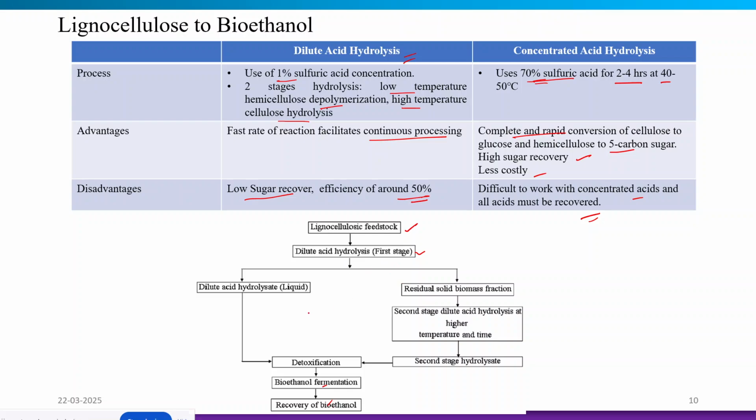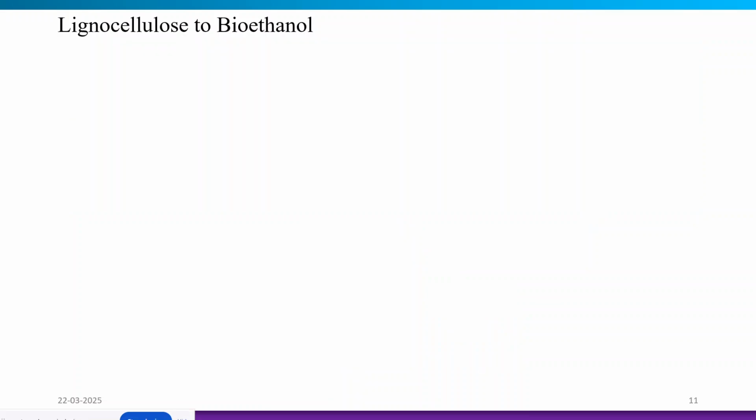And the residual fraction which has not been depolymerized in the first step is taken for the second step, dilute acid hydrolysis with higher temperature and higher residence time, and then the second hydrolysate is further taken for detoxification and followed by fermentation to produce the bioethanol. So this is the typical flow diagram for the two-step dilute acid hydrolysis process, and this dilute acid hydrolysis process is mostly used in the industry.